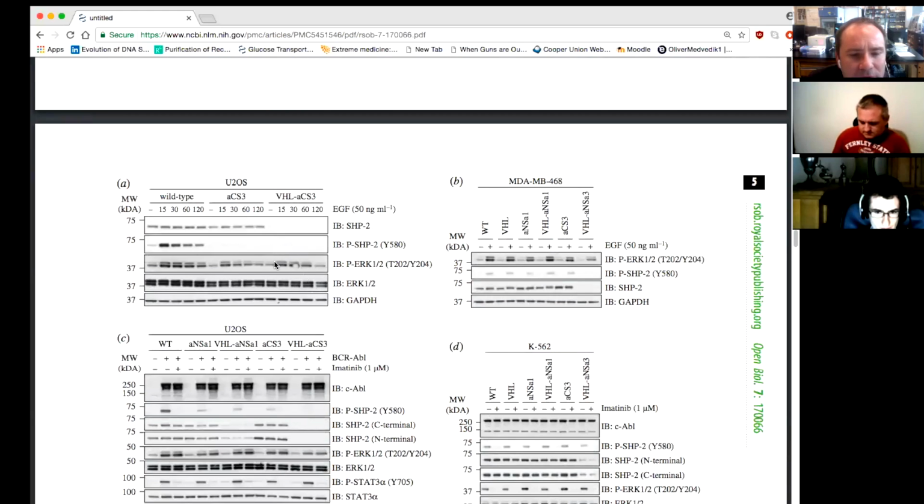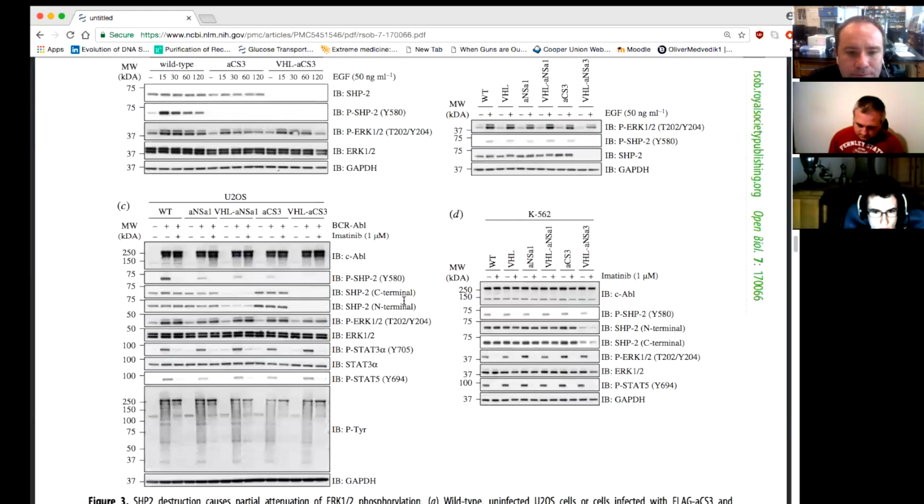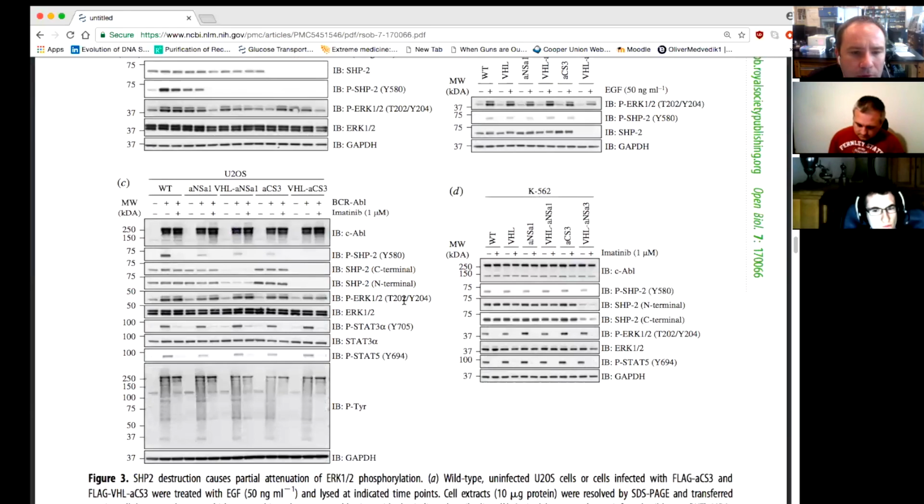You might see there's a slight attenuation of ERK phosphorylation. You do see it going down, right, after so many minutes. The same thing with ACS3. So there's obviously other things that are phosphorylating ERK1/2, but it could also partially be SHP2 mediated as well. Okay.